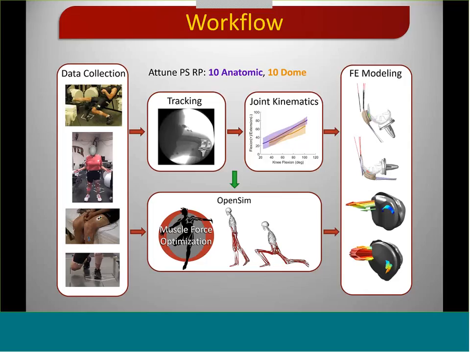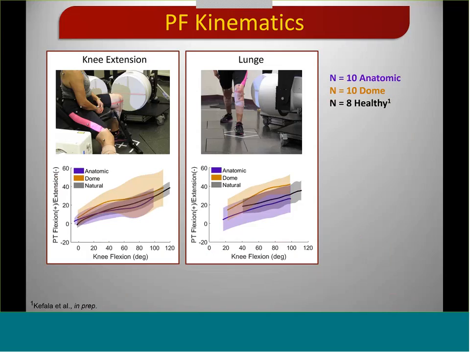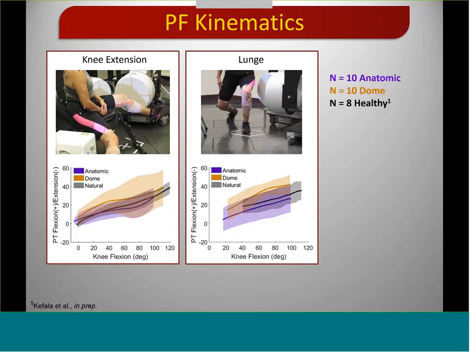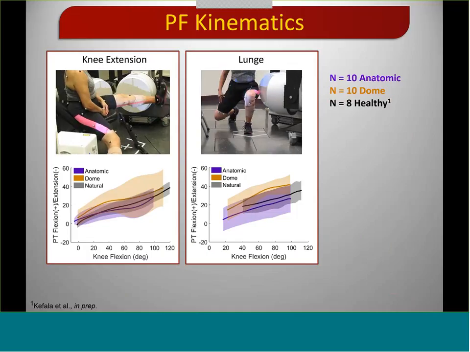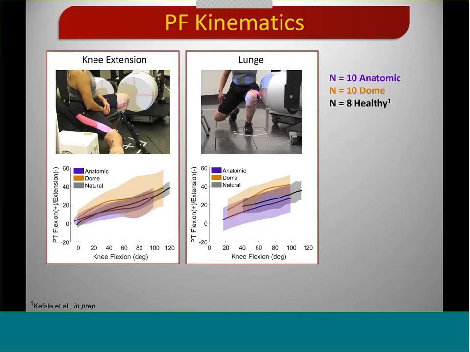The following figures show the mean plus or minus 1 standard deviation of patella-tibial sagittal plane tilt from the stereoradiography system for anatomic subjects, which are represented in purple, and dome subjects, which are represented in orange. Kinematics for the two patellar designs are also compared to an age-matched group of 8 healthy natural subjects that were also collected and tracked in the lab.